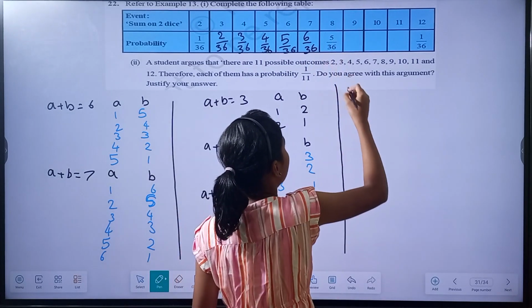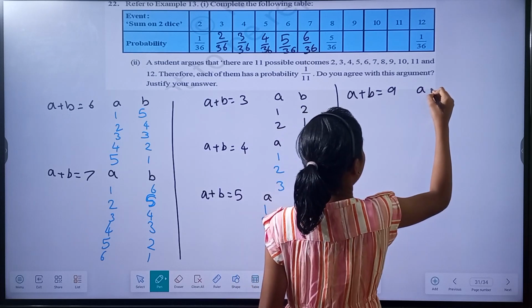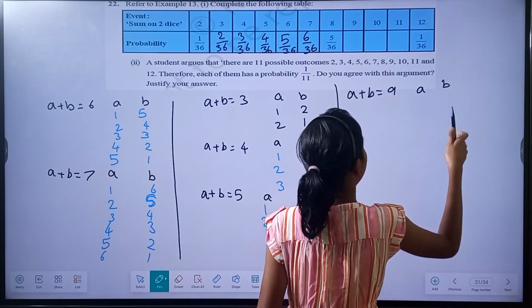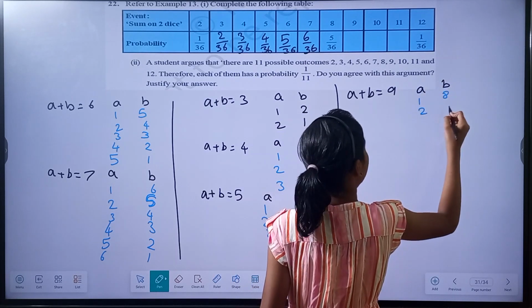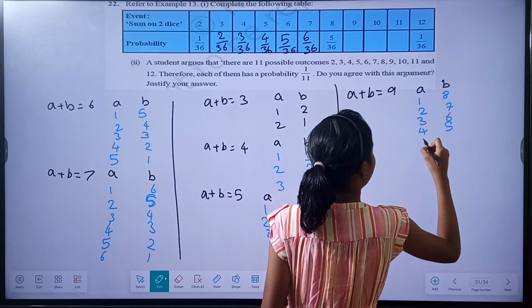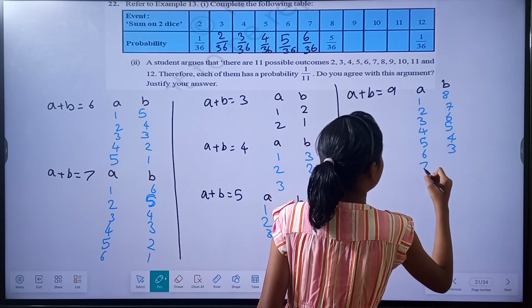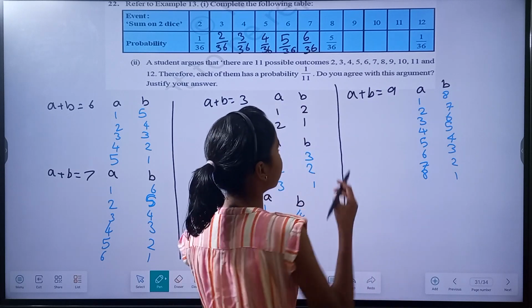We have a plus b equal to 8. We have given a plus b equal to 9. A comma b. We have 1, 8, 2, 2, 7, 3, 6, 4, 5, 5, 4, 6, 3, 7, 2, 8, 1. So we have 8 possibilities.